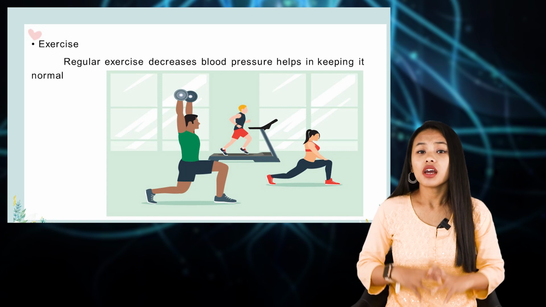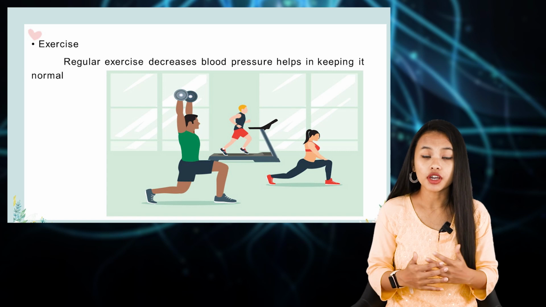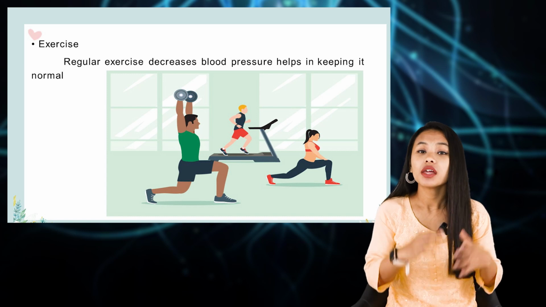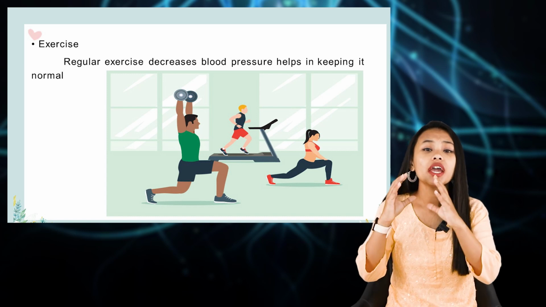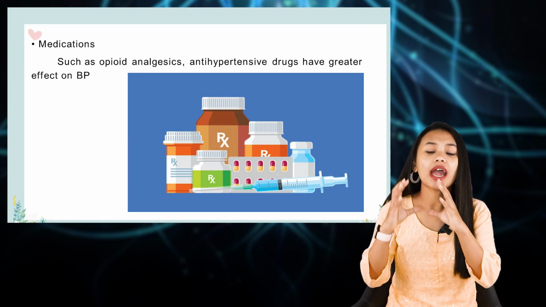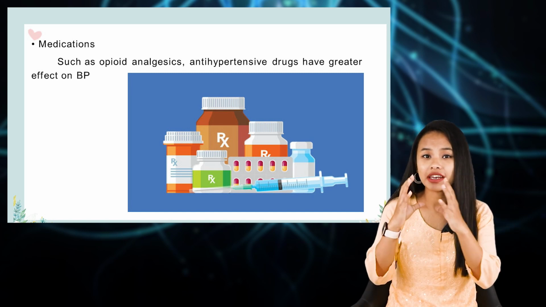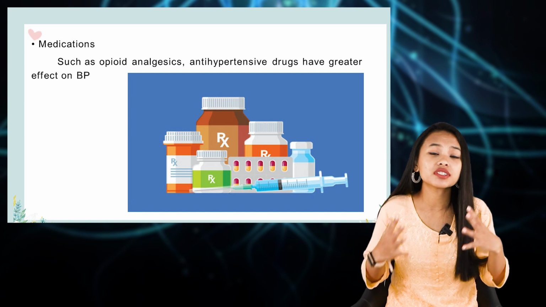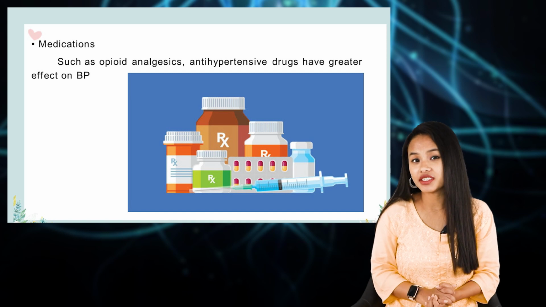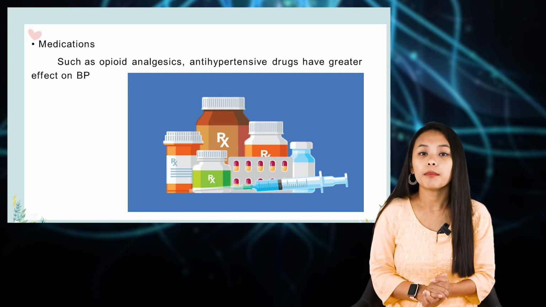And then exercise. It is very important that you must always exercise regularly. Why? Because if you do so, then this will help in keeping the blood pressure of an individual in a normal range. Then medications such as opioids, analgesics, and antihypertensive drugs also have a greater effect on the blood pressure of an individual. So if you find any client who is under these medications such as the opioid, the antihypertensive, or the analgesic, then you can also see that there will be a fluctuation in their blood pressure.